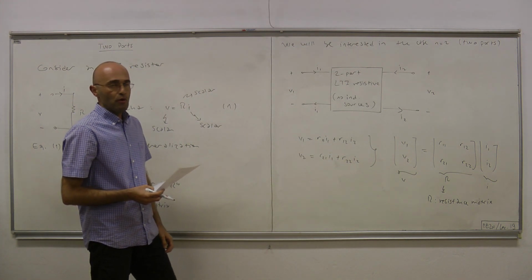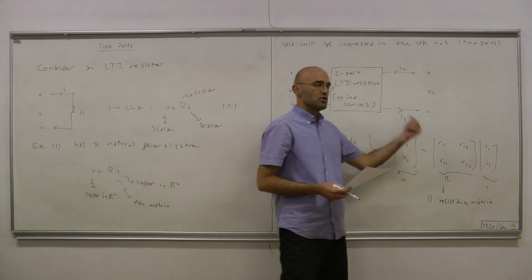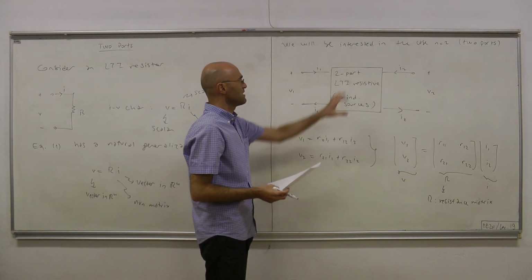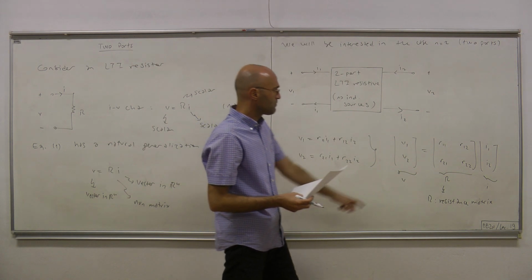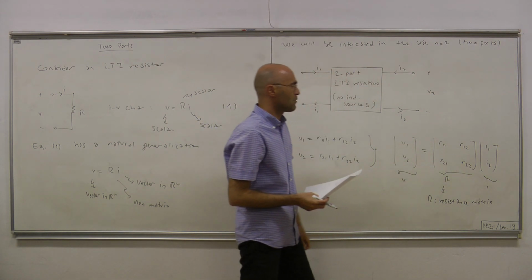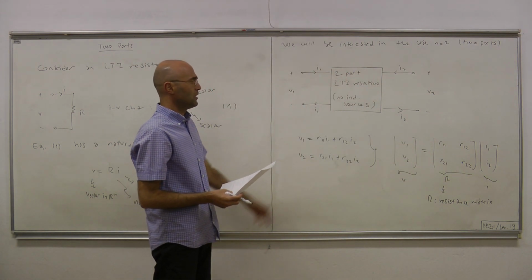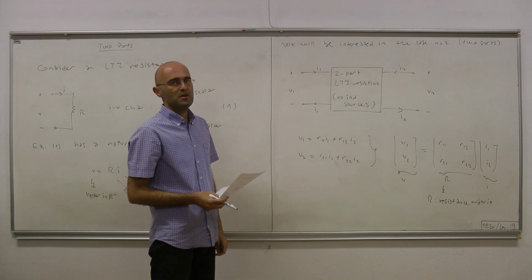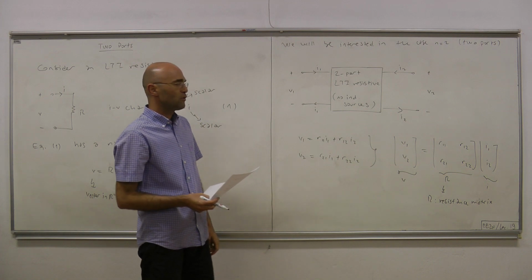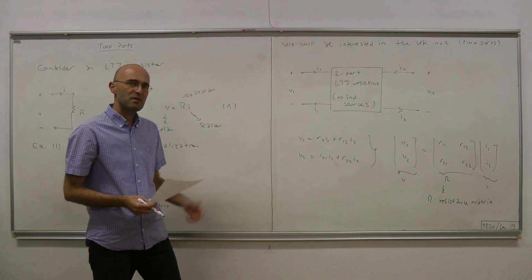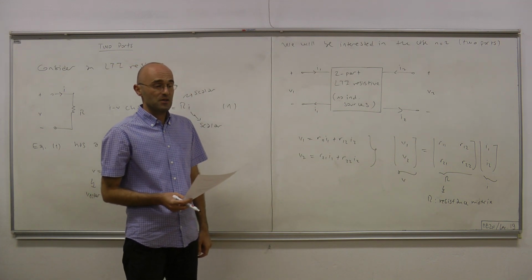Now, the question, of course, is if you want such a representation for your 2-port, given the circuit, how to obtain those parameters, okay? R11, R12, and so on. That is the entries of the resistance matrix. We're going to see that through a couple of examples. Let's begin with the trivial example.